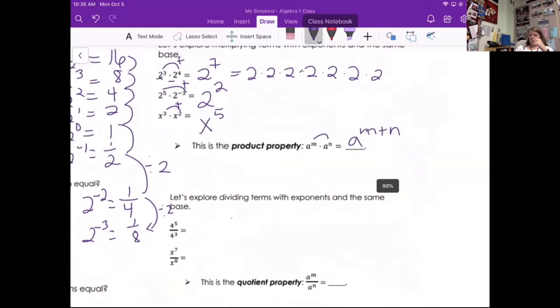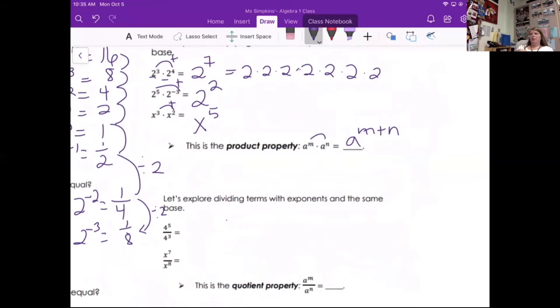The opposite is true for the quotient property. So instead of adding, we want to do what? Subtract. So I have 4s here. I want to subtract their exponents. 5 minus 3 would give me 4 squared.